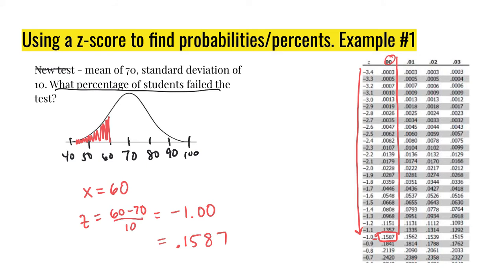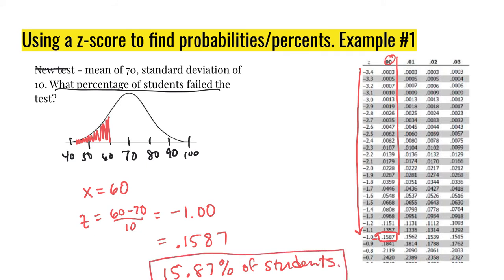0.1587. The values on this table are given to you in terms of area, as fractions of an area of 1. So this corresponds to 15.87% of students. You'll recall that that's pretty much exactly what we got earlier when we were using approximations based on the empirical rule. This is a little bit more precise, but very, very close to what we got earlier.